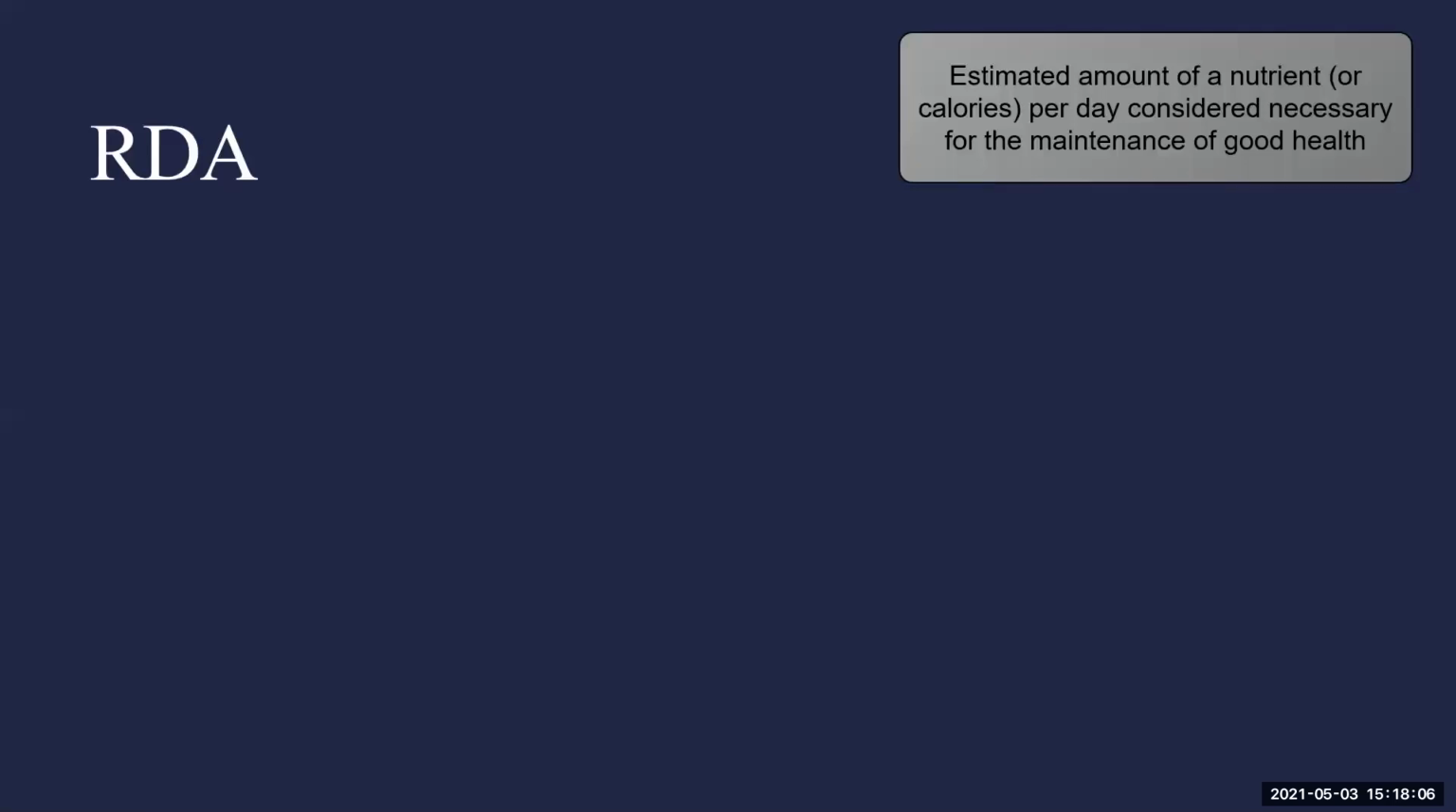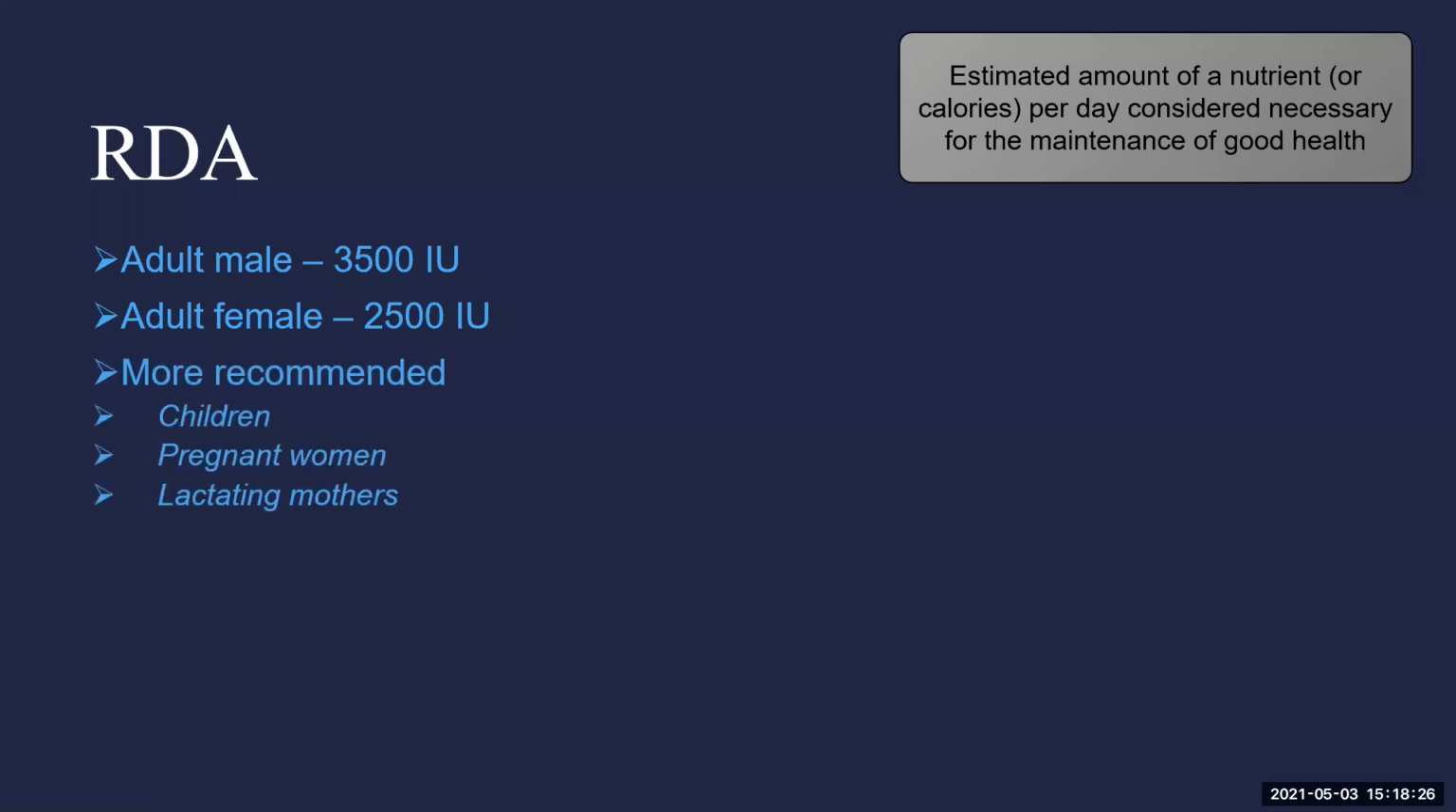So how much do we have to take? Adult males among us have to take a minimum of 3,500 international units of vitamin A daily. For adult females, it is 2,500 international units, and the requirement varies. More is recommended for children, those who are pregnant, and lactating mothers.